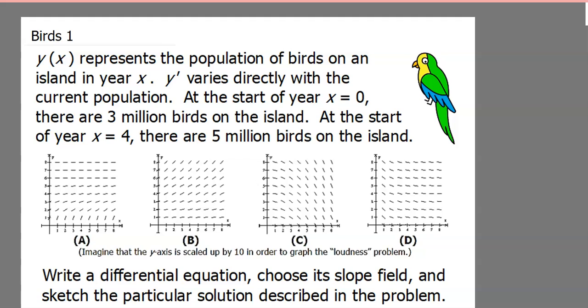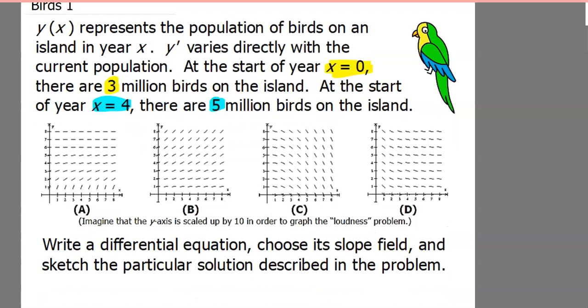So I have 4 slope fields, and there are a few different ways to choose the slope field that makes sense. One of those is really just based on the description that it's given, especially those 2 initial conditions. So x equals 0. I've got 3 million birds. I'm going to assume the y-axis is measured in millions of birds. And at x equals 4, there are 5 million birds.